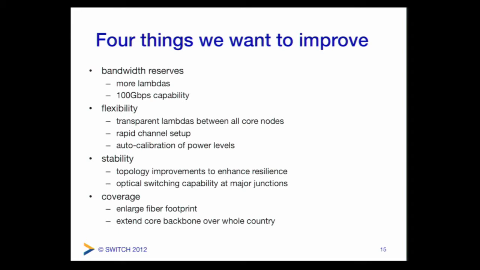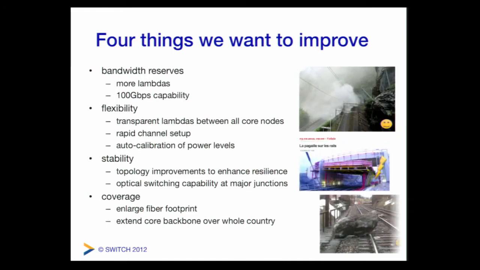We had some problems recently with interruptions of fibers, and the interruptions couldn't be fixed in a couple of hours. So that's why we will have some additions to the topology. Also, by having optical switching capabilities in major junctions, we could improve stability. And the last thing is we try to improve the coverage of our network to go nearer to possible or potential users.